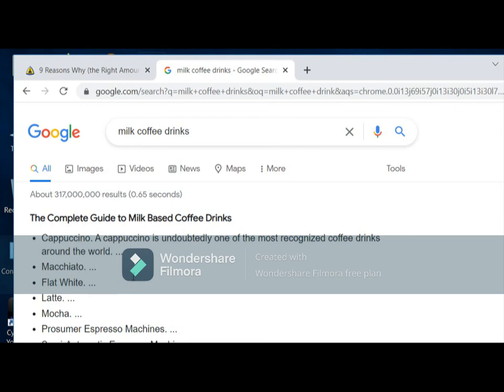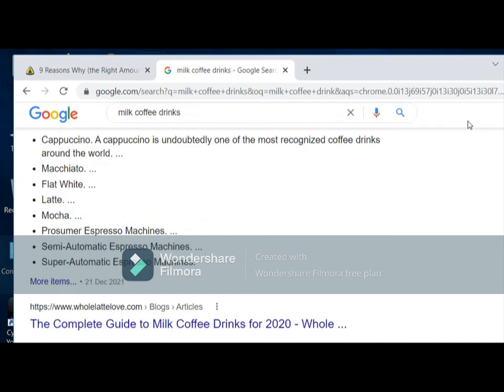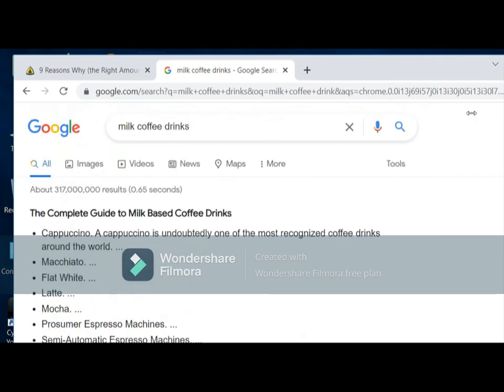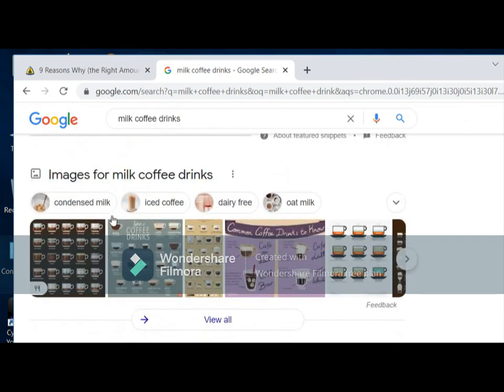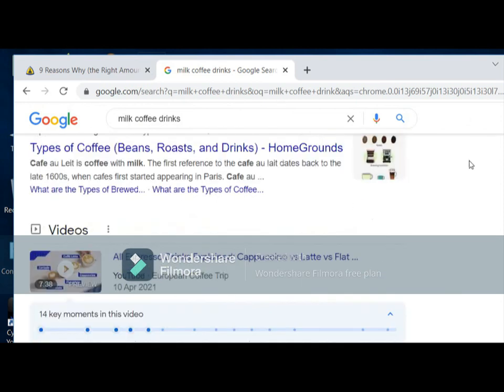Yes, in some countries they have macchiato, flat white, latte, mocha, prosumer espresso machines, semi-automatic espresso, super automatic. Here in Uganda, you go to the hotels and you find them selling espresso, americano, cappuccino, African coffee. You understand? Drink it in any flavor you want, in any way you want. It remains coffee, and it's going to do you some good work. Please drink coffee. It's wonderful.